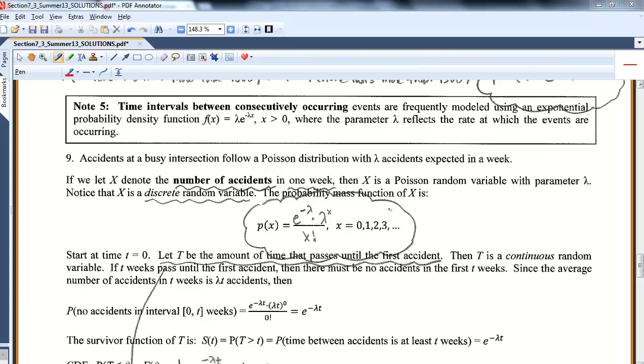Hi, I'm going to make one more video on section 7.3. That's the exponential random variable.